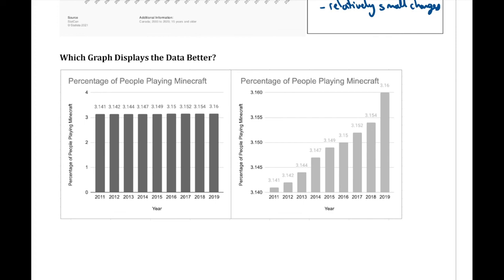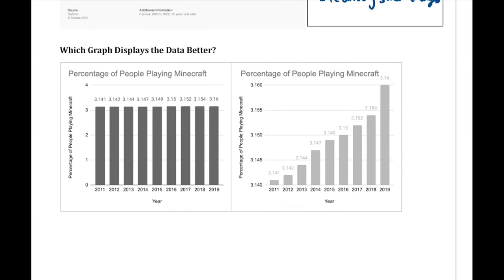So lastly, we're looking at two different graphs, and we want to ask the question, which graph displays the data better? Both of them are showing the same data. They're showing the percentage of people playing Minecraft from year to year. Now, which one do you think best displays the data? The data is the exact same in both of them. We see the percentages. One looks like a very minimal change. The other one looks like a very drastic change.